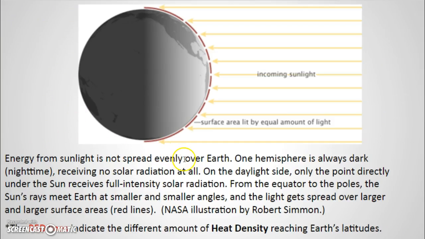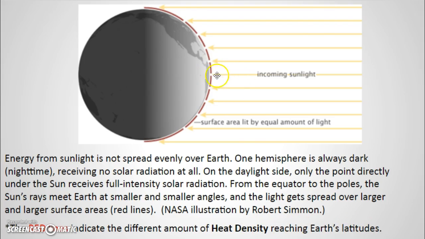Energy from the sunlight is not evenly spread over the Earth. One hemisphere is always dark, which we call nighttime, receiving no solar radiation at all. On the daylight side, only the point directly under the sun receives the full intensity of the solar radiation. From the equator to the poles, the sun's rays meet at smaller and smaller angles, and the light gets spread over larger and larger surface areas. Those are what we're going to look at in the red lines. The red lines indicate the different amount of heat density reaching the Earth's latitudes.